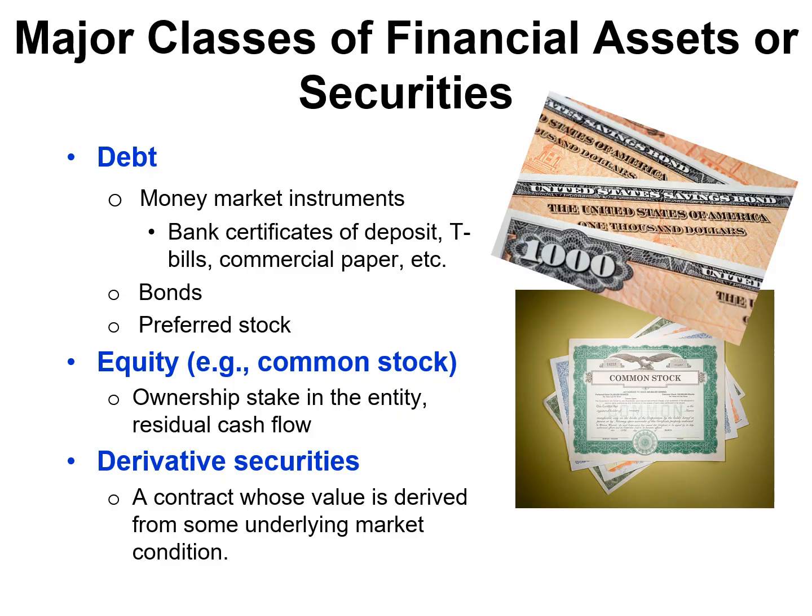Lastly, we cover derivative securities, complex financial instruments like options, futures, and swaps. The value of these is derived from the performance of other underlying assets such as stocks, bonds, commodities, or market indexes. Derivatives are used for various purposes, including hedging risk, speculation, and leveraging positions in other assets.